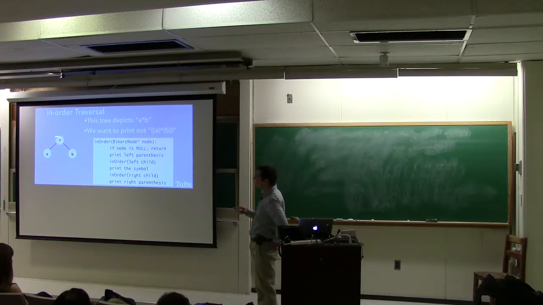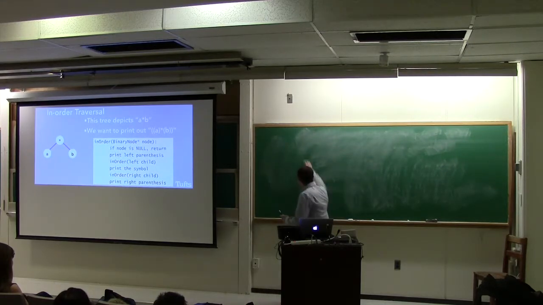So let's see if it would work on this. If we start with the asterisk, we say if node is null, return. So it's not. Then we say print left parentheses. So we get a left parentheses. And then we do in order left child. There's a left child. It's not null, so we print a left parentheses, right?